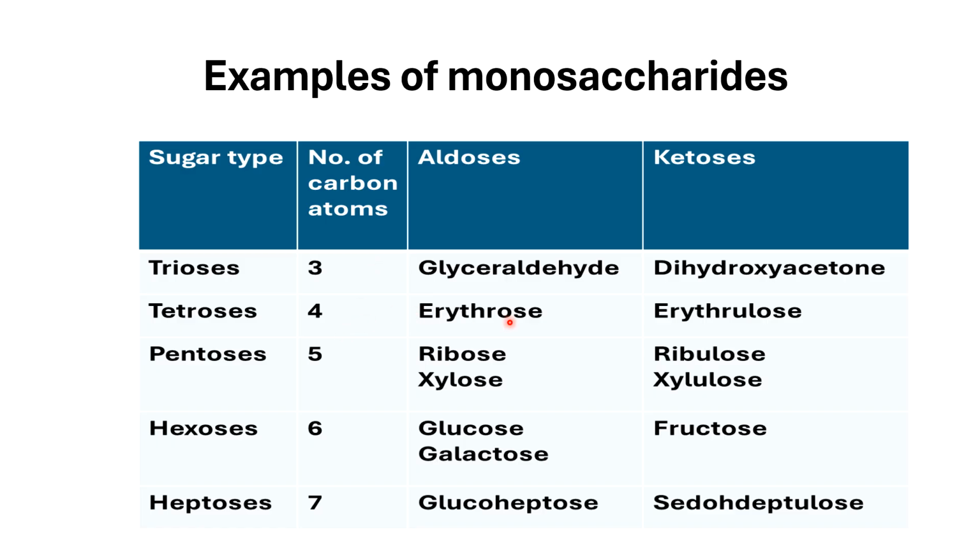Examples of tetrose are erythrose and erythrulose. Pentose examples are ribose and ribulose. Hexose examples are glucose and galactose and fructose. Heptose examples are glucoheptose and pseudoheptulose. Right? So the important point is that based on the number of carbon atoms, you are naming the sugar types, right? And typically pentose and hexose are very important.